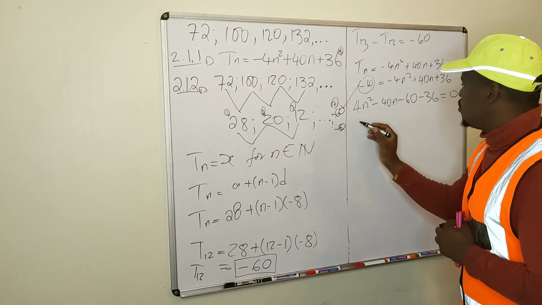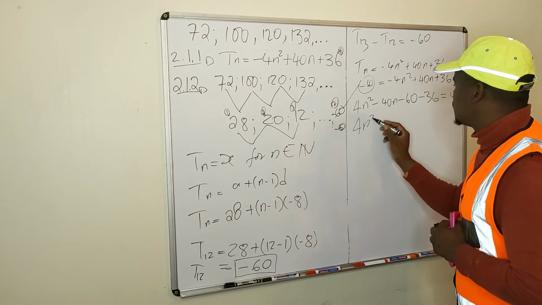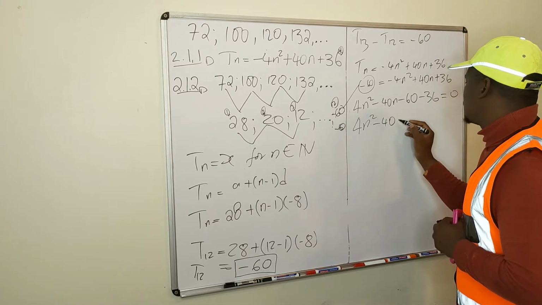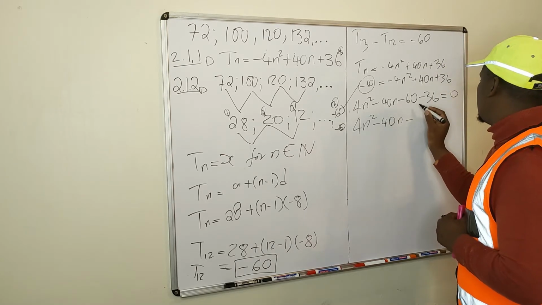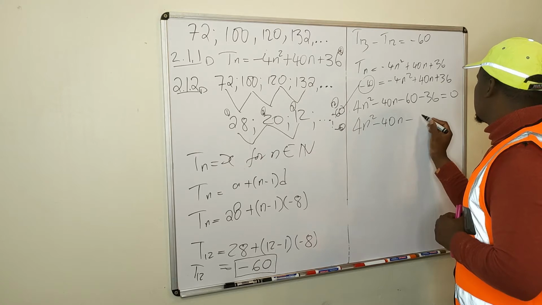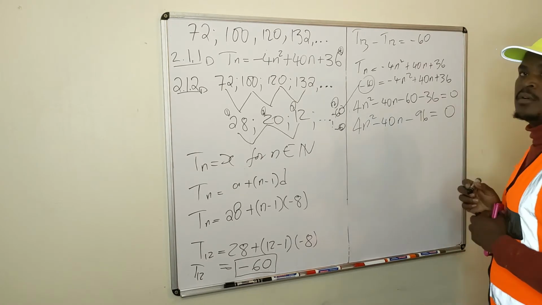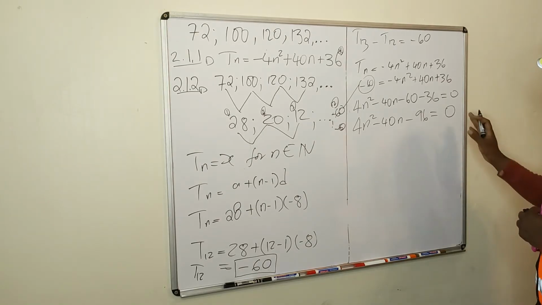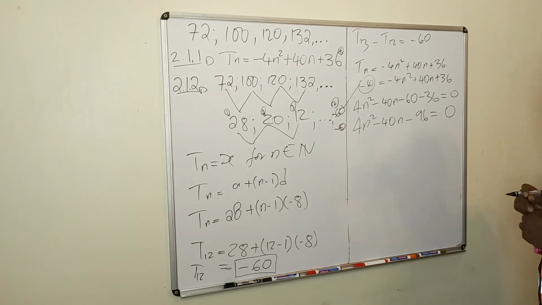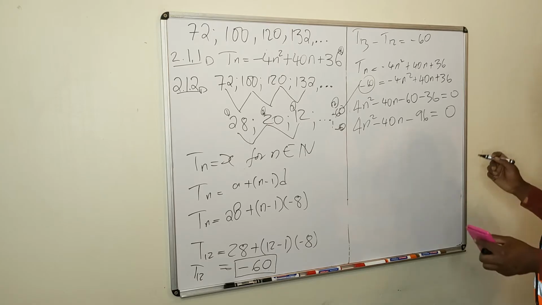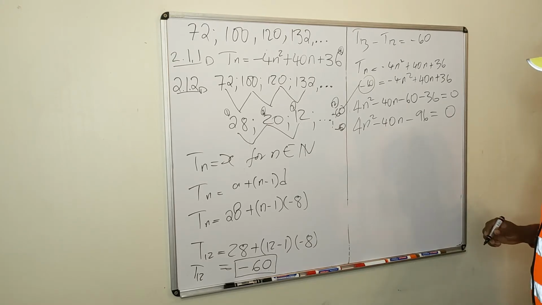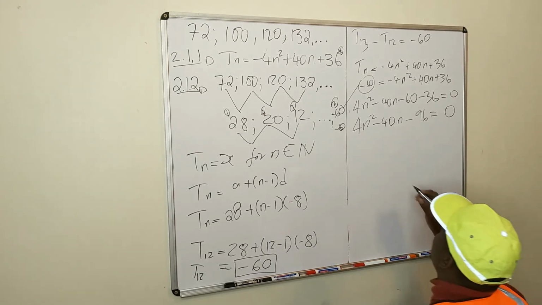What do we have? We have 4n squared minus 40n minus 96 is equal to 0, right? So the next thing we do is to factorize this, or if you can't factorize it, use the quadratic equation. So I'll use the quadratic equation.